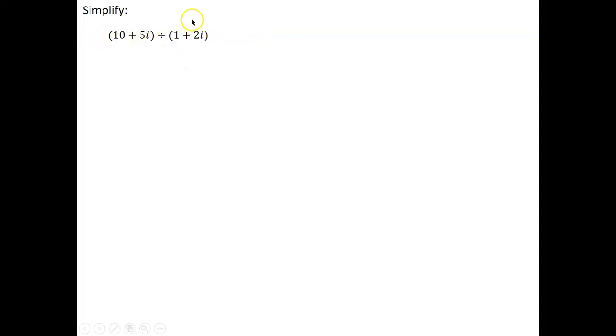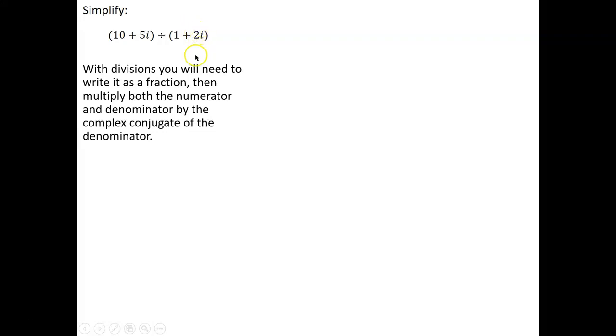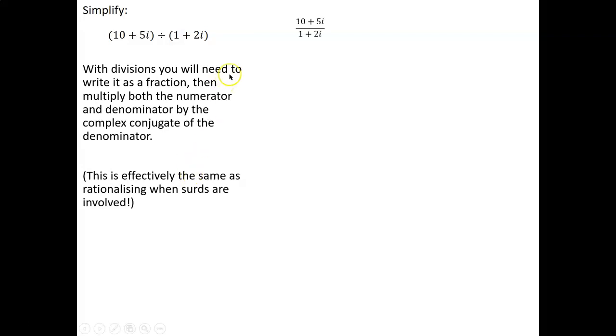Here's my question. What I need to do with divisions is I start by writing it as a fraction, and then I multiply both the numerator and the denominator by the complex conjugate of the denominator. This is similar to when we rationalize a binomial denominator. So for example, if the denominator is 1 plus root 2, we multiply by 1 minus root 2 over 1 minus root 2. So let's do it for this question here.